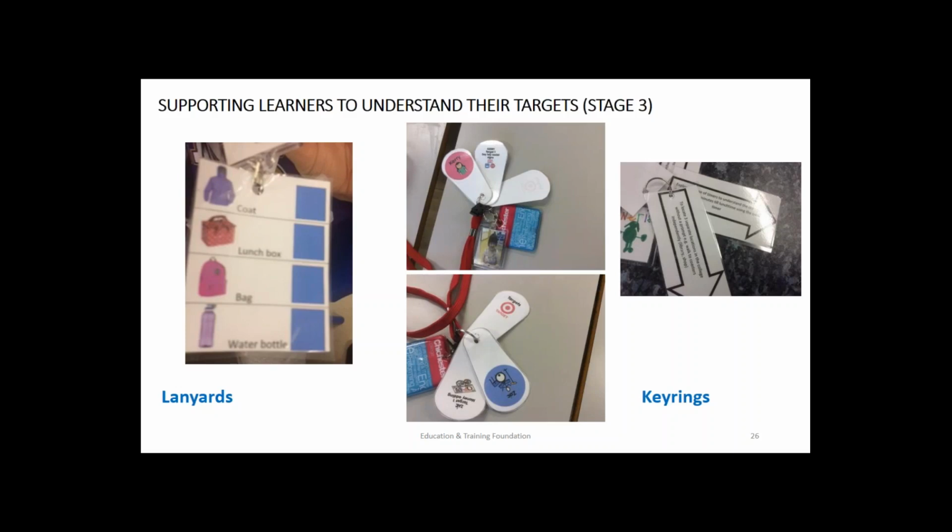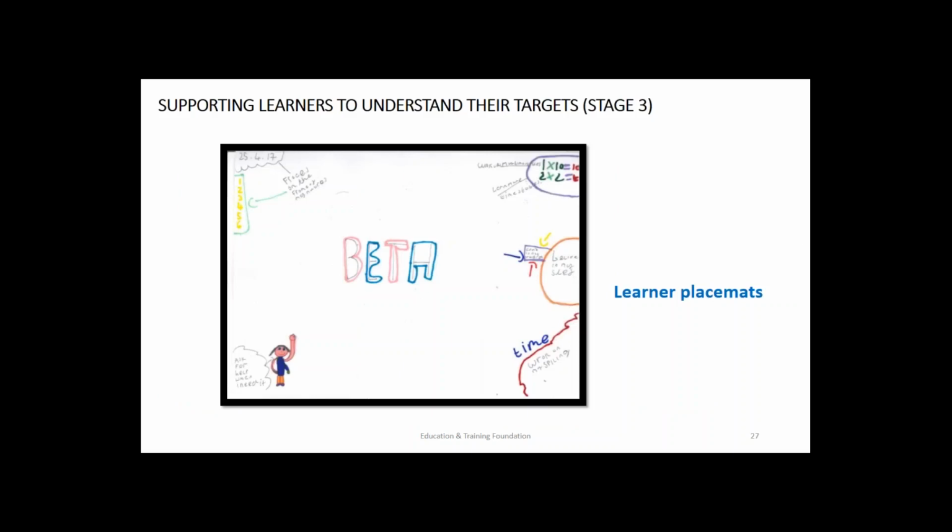The key ring on the right is another example. That one's got 3 targets on, and it may be that they're working on all 3 in that session, or it may be that you want to just identify one for that learner, or they identify one. For a different group, and again, as I said, we individualize this, we discuss it with the group, how they best like to display their targets.